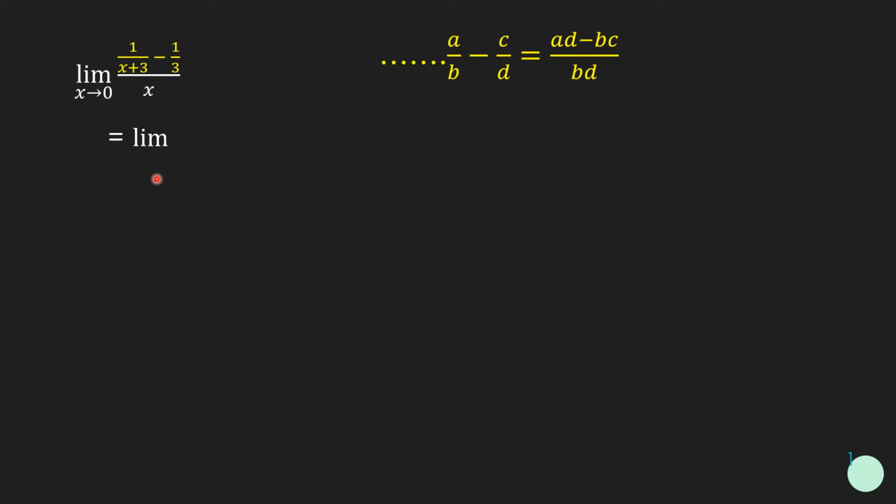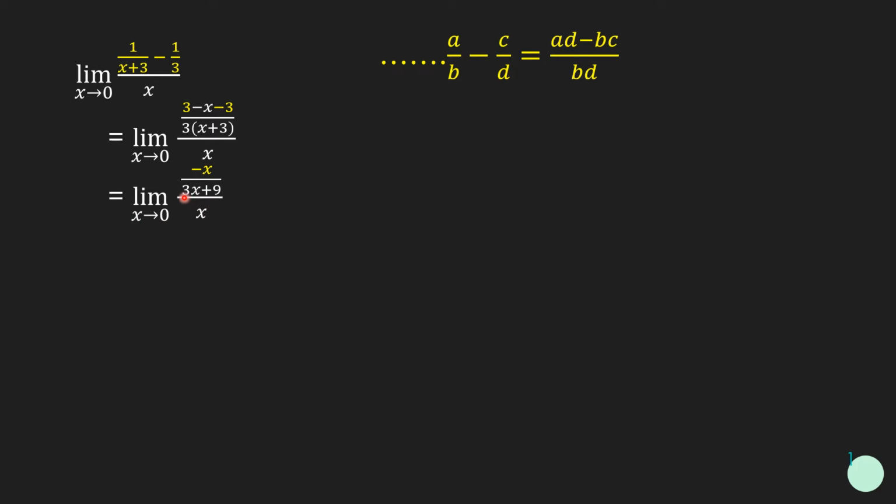So the numerator becomes 3 multiplied by 1 will be 3, minus 1 multiplied by x plus 3 will be minus x minus 3, and 3 multiplied by x plus 3 will be 3 multiplied by x plus 3, and this x will remain as it is. Now here 3 minus 3 will become 0, and the limit will become minus x over 3x plus 9 over x as x approaches 0.